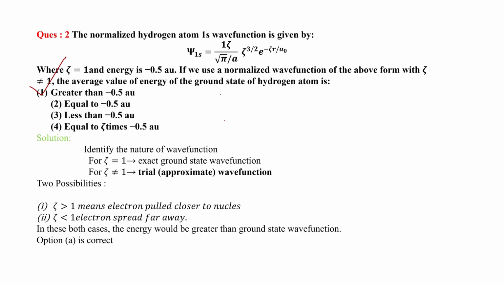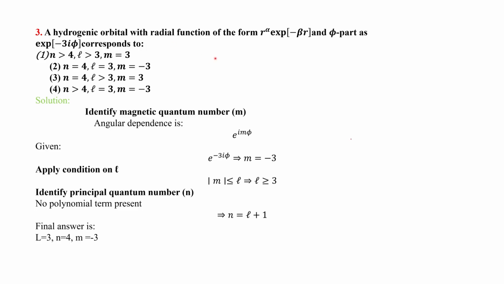All right. The next question: an orbital with a radial wave function of the form r raised to the power alpha times exponential of minus beta r, and psi as part of the expression, the exponential of minus 3 iota phi corresponds to this. From the given options we are asked to find the n, l and m values.